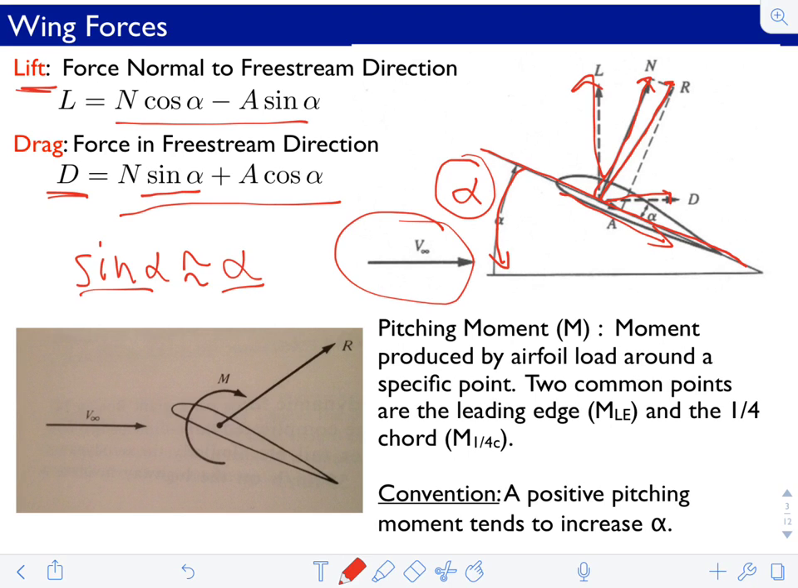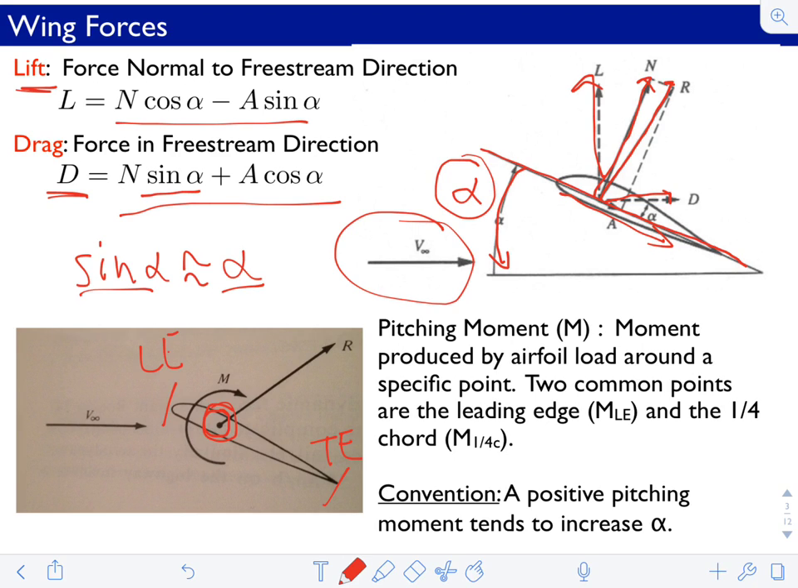We could also write N and A in terms of L and D if we wanted to. We also have a pitching moment. I mentioned already in class that a common spot for the moments to be taken about is the quarter chord, and that is the position a quarter of the way between the leading edge and the trailing edge. A quarter of the way back is the quarter chord. That is a traditional point for moments, because in thin airfoil theory, that is the point that is your center of pressure.